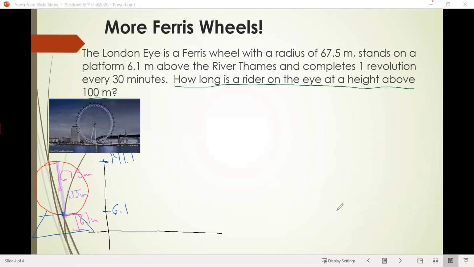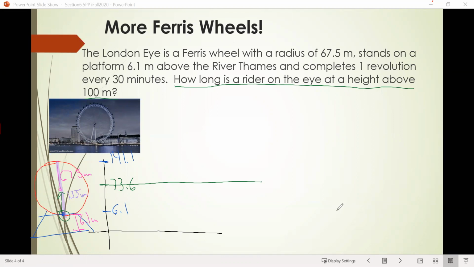The middle point here, which will help us find our midline, is going to be the distance from the platform to the center of the Ferris wheel, which will be a length of a radius, 67.5 meters. So we can now take 6.1 plus 67.5, so we get 73.6 as the location of our midline. So we know this will go through the middle of the function.